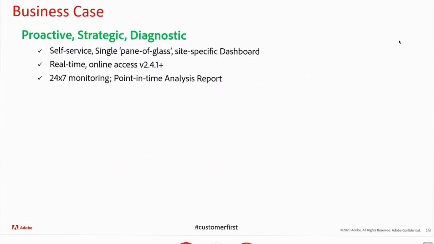For real-time online access, again, 2.4.1. If you're not there, I highly suggest that sometime before June, July of this year, get a project together, get your site up to this version. It's automatic access to SWAT. And the one thing that I tell everybody, there's no fee for this.